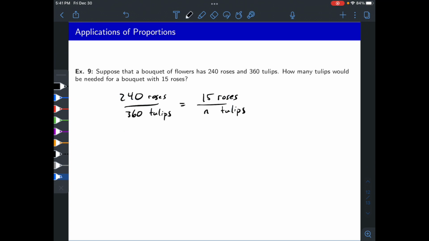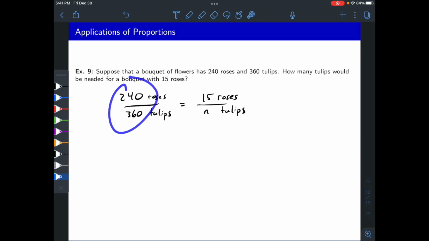Okay, so what do we do? We could do any of those steps that we did before. We could think 15 times what is equal to 240. This is a little bit more complicated because you then would want to say, 240 divided by what equals 15, and then 360 divided by what gives you n. That seems slightly complicated.